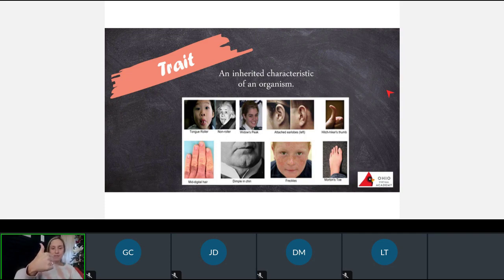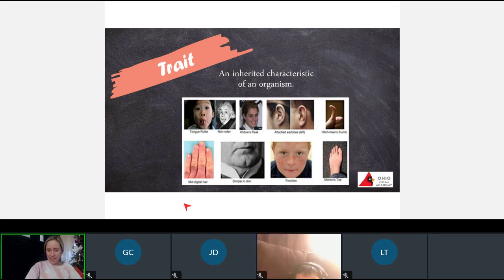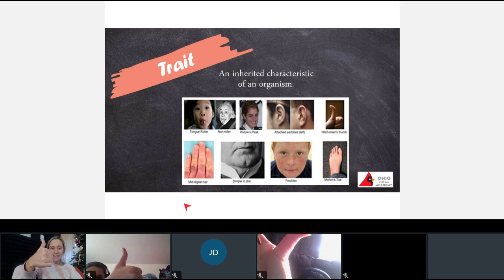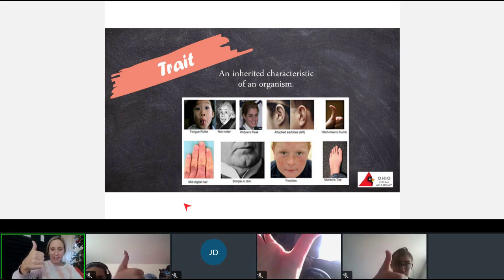What about a hitchhiker's thumb? See how my thumb points backwards when I give a thumbs up? Anybody want to get on the camera? Mila, what does your thumb look like when you give a thumbs up? This is actually something that you inherit. Did you know that? This is called a hitchhiker's thumb. Some people's thumbs don't do that. Does anyone else's arch back like that? Trying to scroll through all my cams. I don't think I see anybody. Yeah, that is an inherited trait.